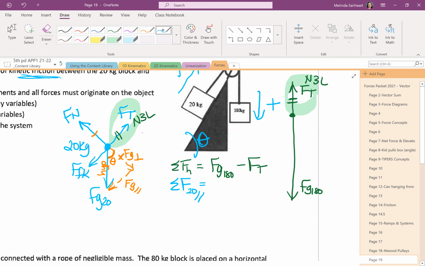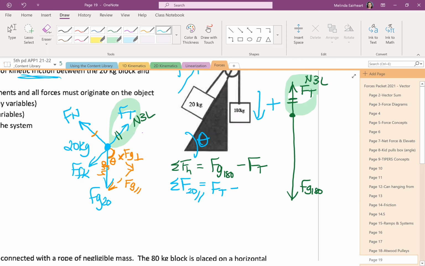And so which force is pulling the 20 kilogram in the positive direction? I like to start with positive. Tension is pulling it up the ramp. Who's pulling it down the ramp? FG parallel and kinetic friction.